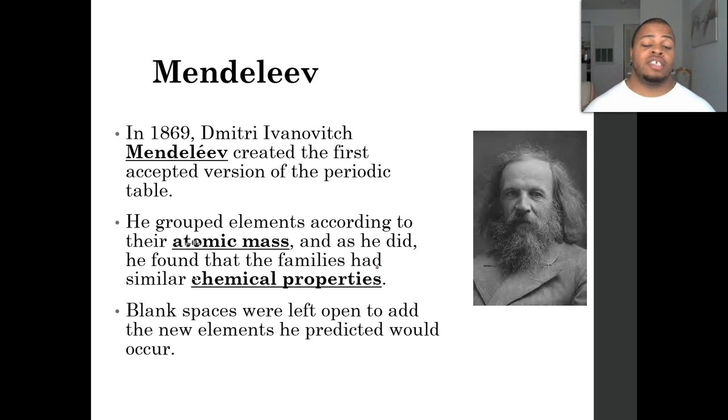Now, in 1869, Dmitri Ivanovich Mendeleev created the first accepted version of the periodic table. Now, his periodic table is arranged in terms of atomic mass. And this made perfect sense to him because if you were looking at the overall mass, you saw a trend or a pattern that was emerging. Now, as he did this, he found that within the different families and the different groups that he put them in, they also had very similar chemical properties. He even left spaces where he would be able to add in some other elements if they were found.